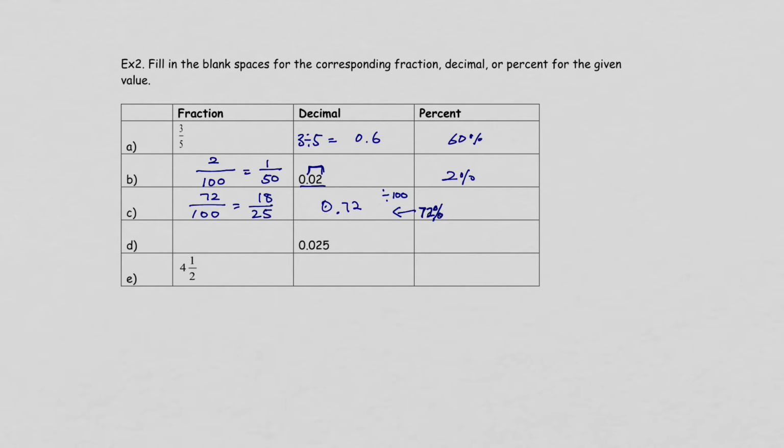So decimal to fractions, whatever is after the decimal place will be in the numerator, and you don't really need to write the 0 in front of the values. And then 3 decimal places means you're going to have 3 zeros. That makes it 1,000. When you reduce it, it will be 1 over 40. Decimal to percent, multiply by 100. So it will be 2.5%.